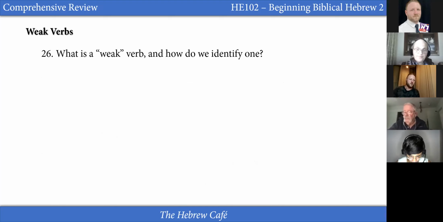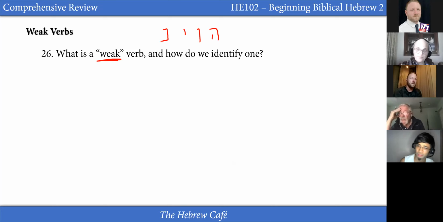Great. Okay. Now we are at weak verbs. That quick. What is a weak verb and how do we identify one? Ward. It would be a verb that contains certain letters that behave funny, like the gutturals and noon. Well, not really the gutturals, I guess. That's like aleph, hey, het, ayin, resh, noon. I can't remember if there are any others, but a verb that contains one of those is going to behave a little differently than a strong verb.